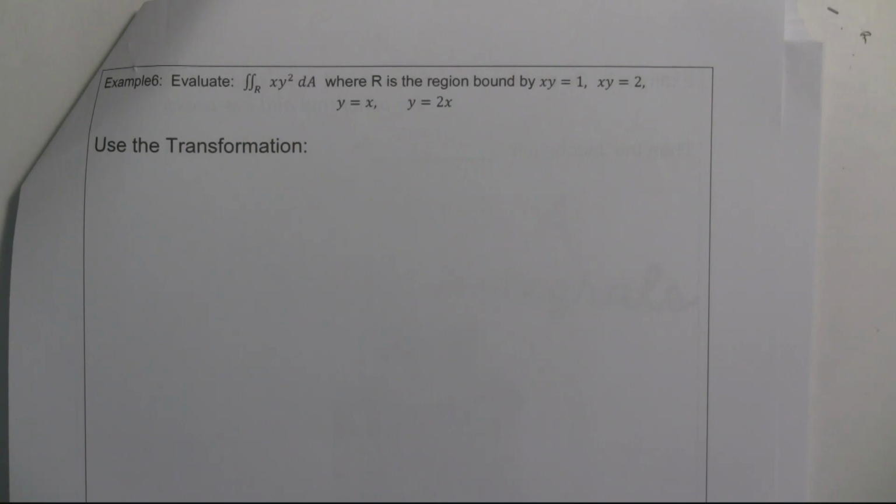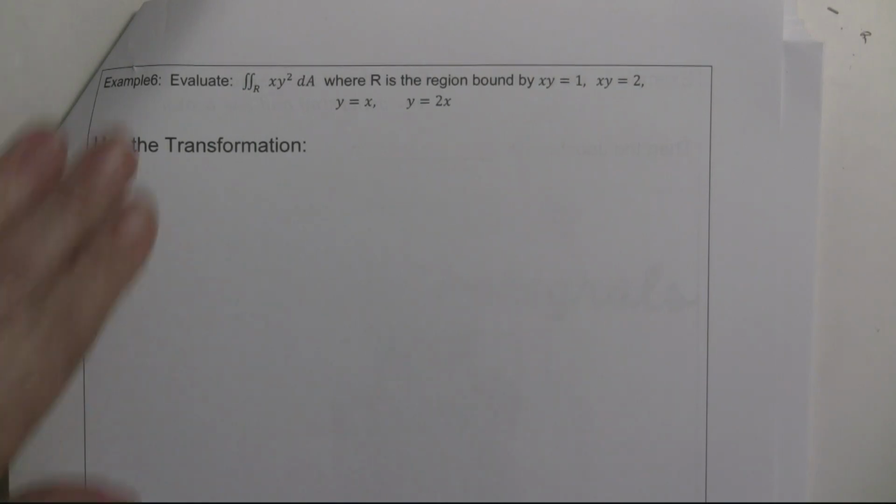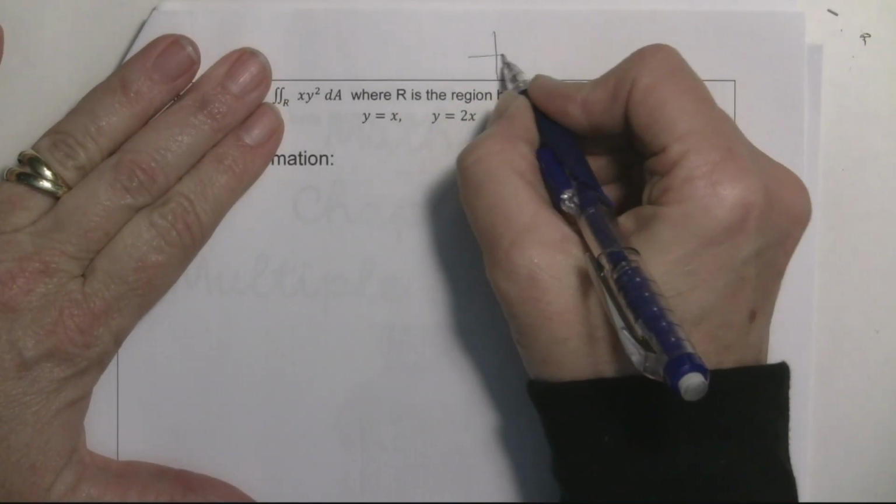So I have the integral of xy squared dA, where the region is bound by xy equals 1, xy equals 2, y equals x, and y equals 2x. If I was to draw that, then what you have there, x times y equals 1, is a hyperbola looking thing. And xy equals 2 is a hyperbola looking thing. I'll just draw one of them.